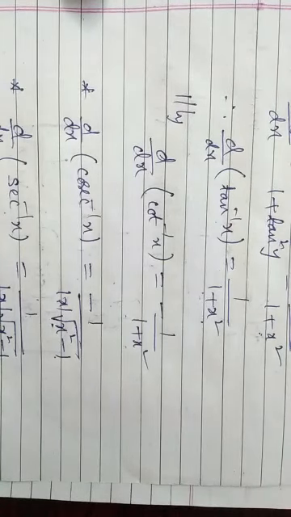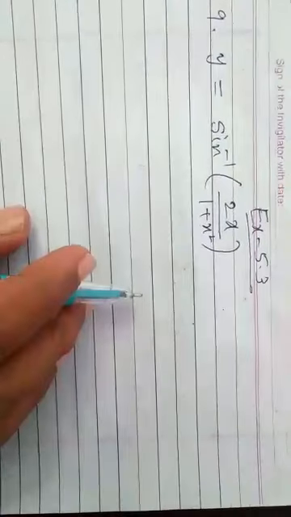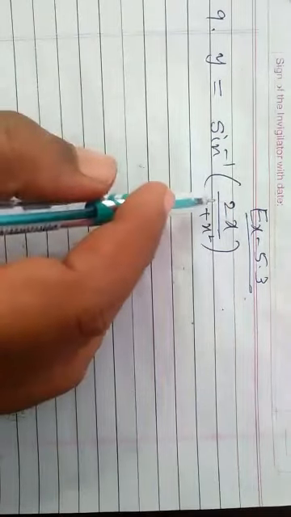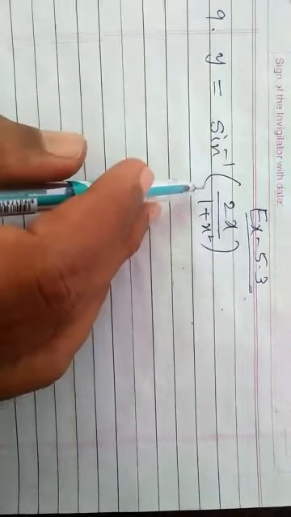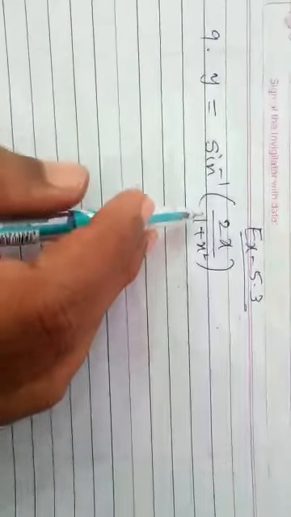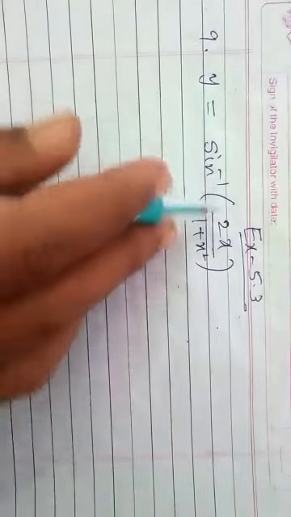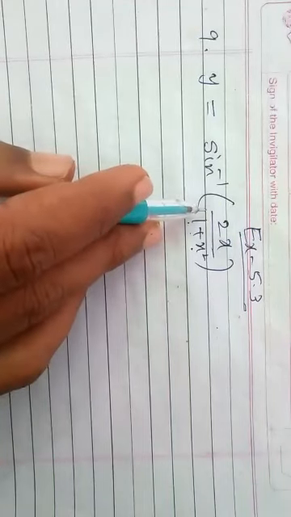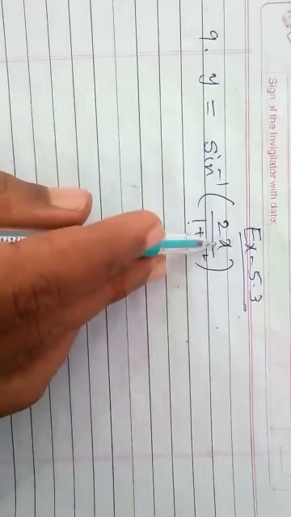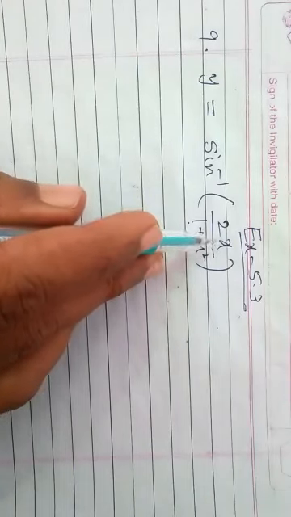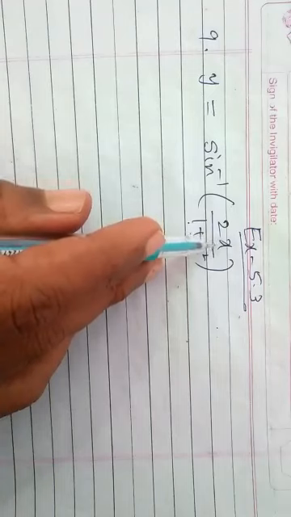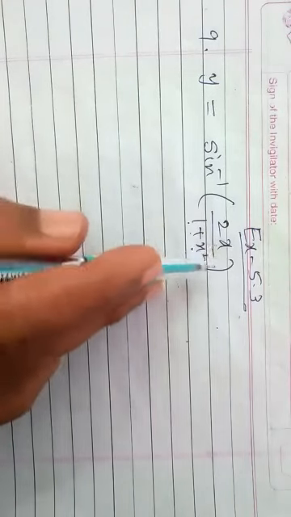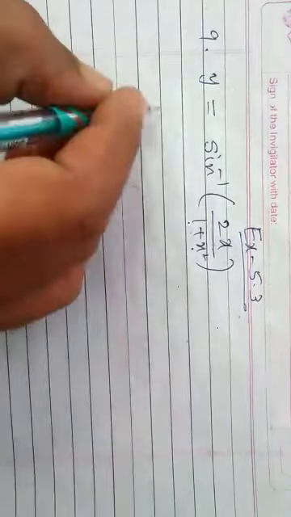By using these formulas, we are going to solve some problems in exercise 5.3. Guys, yesterday we stopped after 8 problems. The continuation, the 9th problem, is y is equal to sin inverse of 2x by 1 plus x square. In these problems, instead of x, we should consider a parameter. Parameter means instead of our variable, we take another variable.